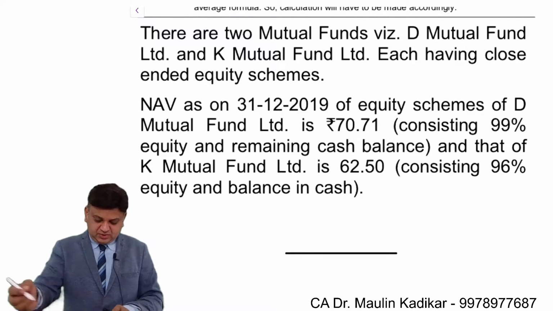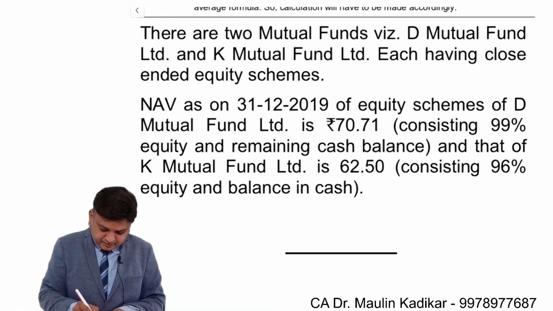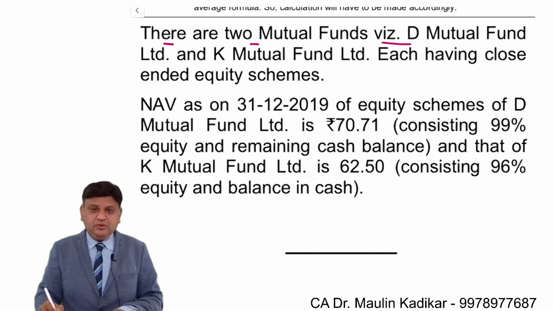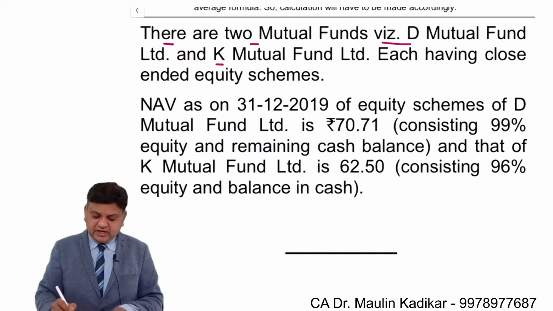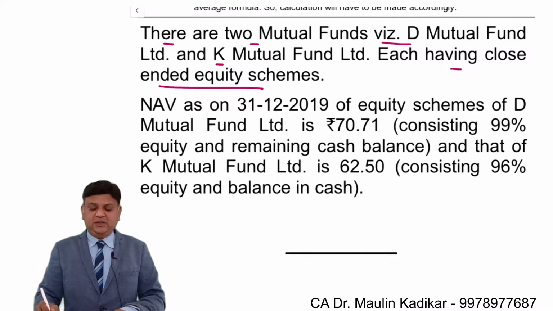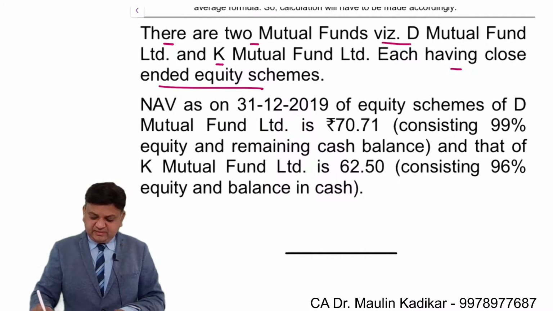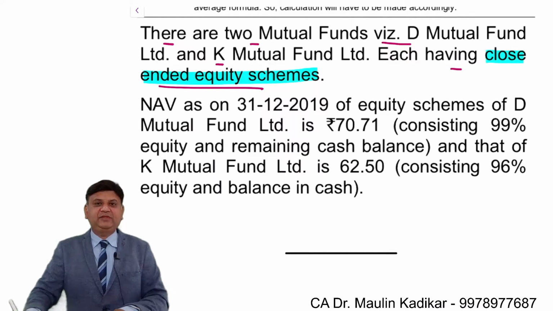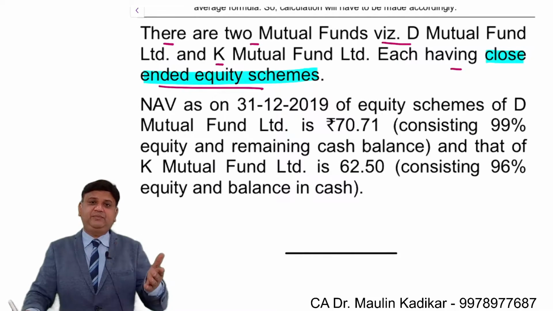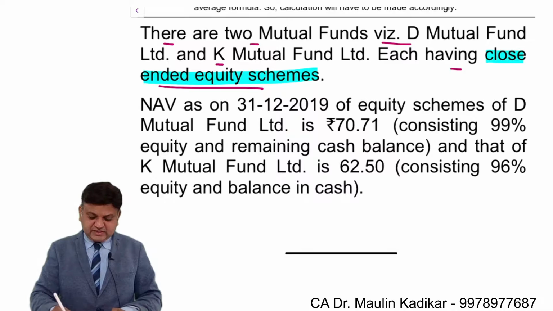Let us see the next question. There are two mutual funds, namely D Mutual Fund and K Mutual Fund, each having close-ended equity schemes. The term close-ended equity scheme means that whatever investment has been made by the investor is going to remain locked for a certain time period. That is what we understand as close-ended.